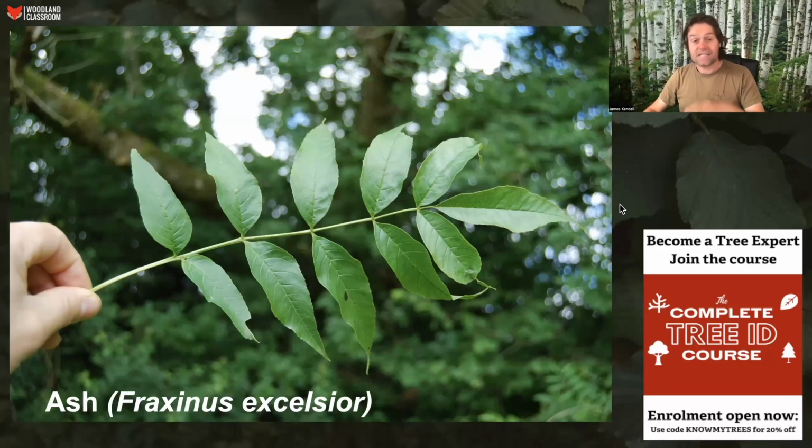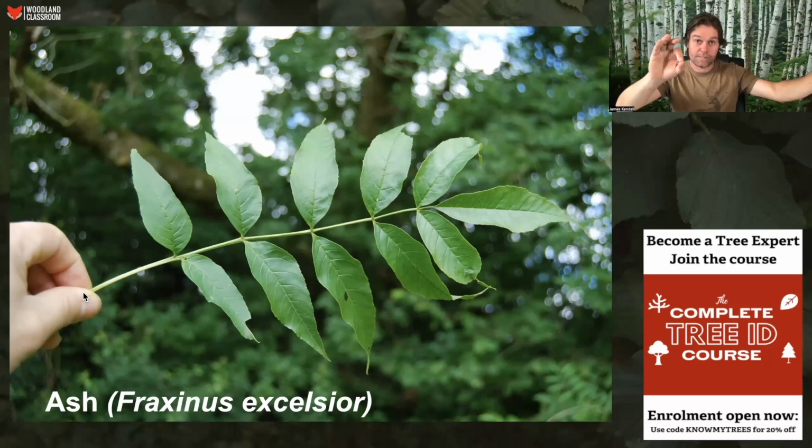Okay, compound leaves, leaves made up of lots of smaller leaflets. First of all, the ash. We begin with a branch. Is it alternate or opposite? Well, it's opposite. I'm not talking about these being opposite. I'm talking about where this leaf joins the branch, there'll be another one opposite it. So it grows in opposite pairs.